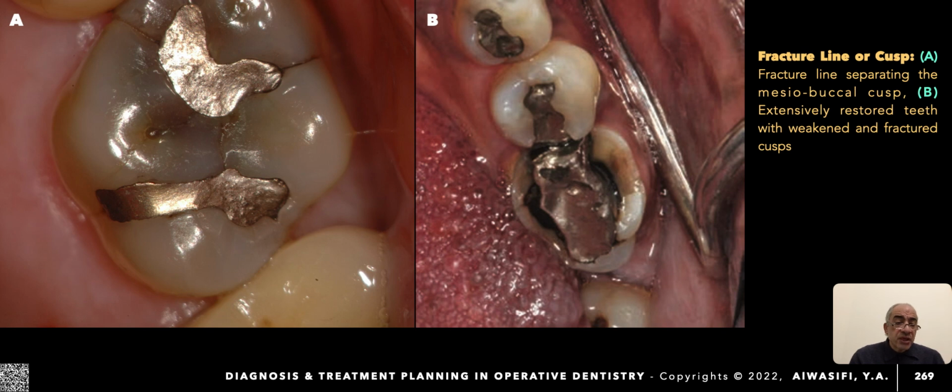You could note here this fracture line of the buccal cusp of the upper first molar, and you could note in picture B the lingual cusps of lower molars that are fractured because they are weak and not supported by either capping or tipping or a bonded restoration.